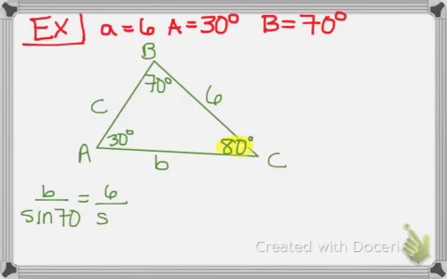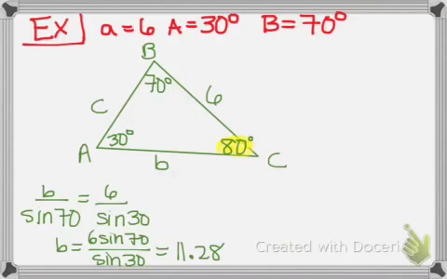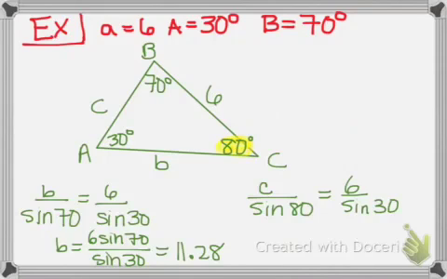So B over the sine of 70 is equal to 6 over the sine of 30. So B is equal to 6 sine of 70 over sine of 30, which is 11.28. So we know that the side B is 11.28 units long. Then we can use C over the sine of 80 equals 6 over the sine of 30. We're solving for C here. So C is equal to 6 sine of 80 divided by the sine of 30, which ends up being 11.82.